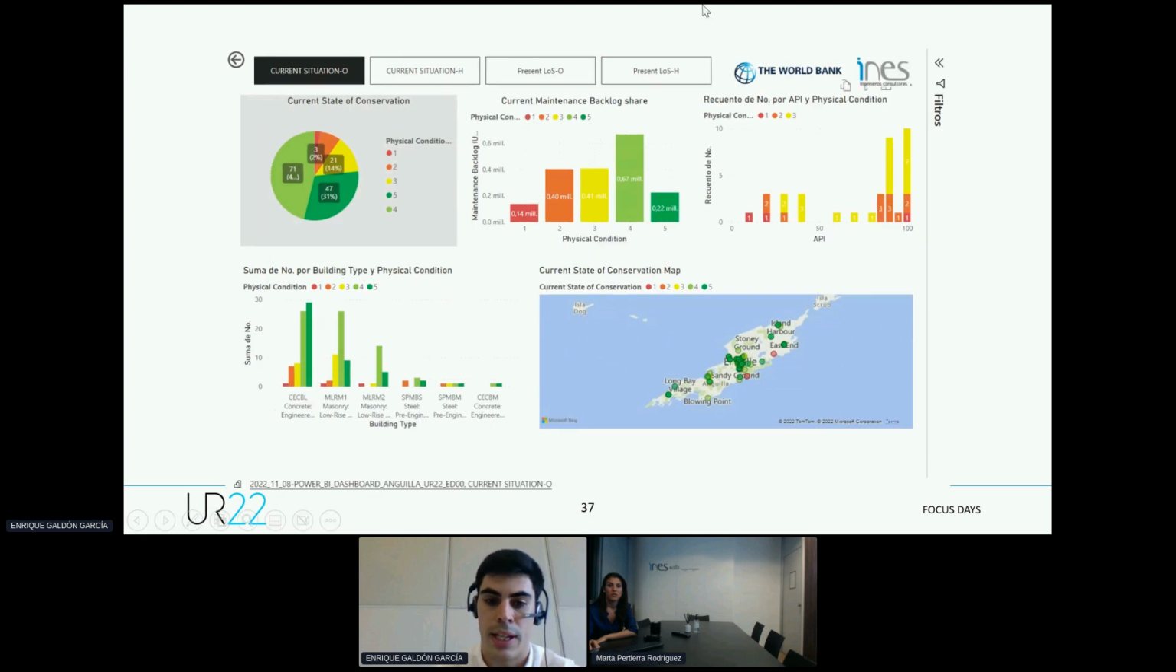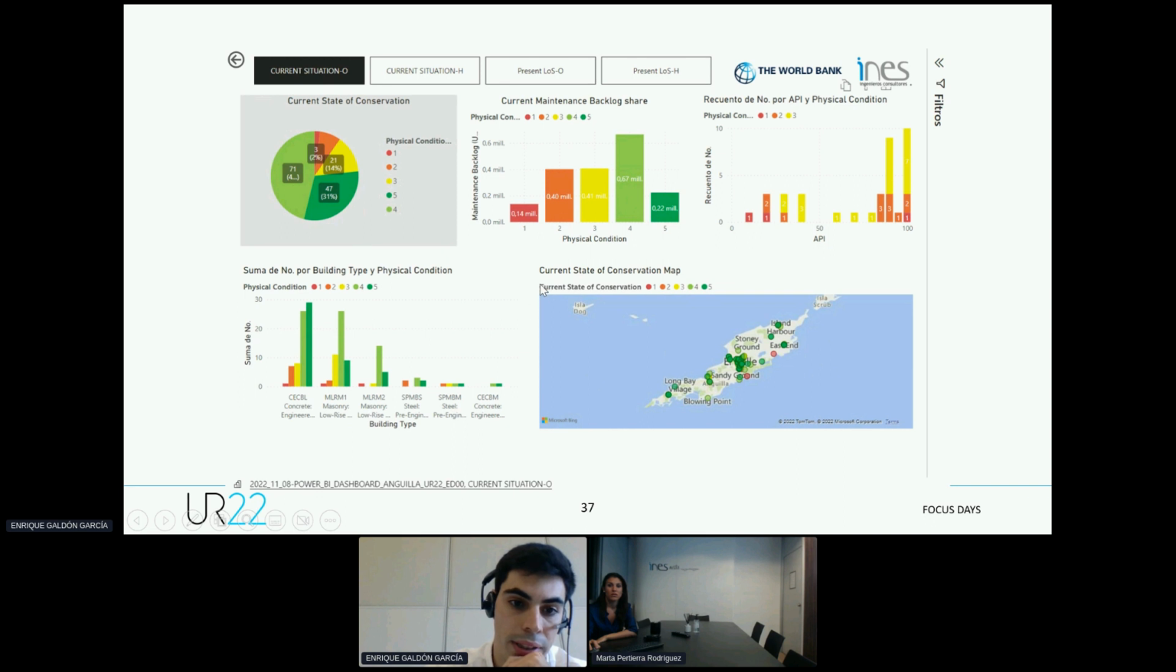Once we have all the information in the database, it's important to know how we are going to show this information to the client, because this is so important. You have all the information, but you also need to show it in a proper way. To do this, we use the Power BI software, which enables us to create dynamic graphs.